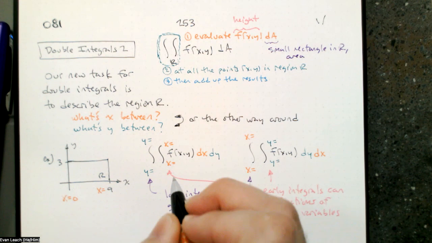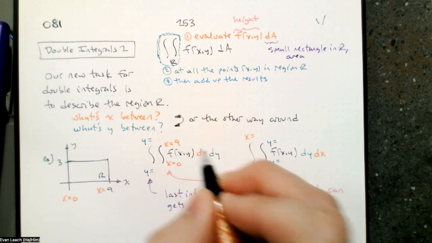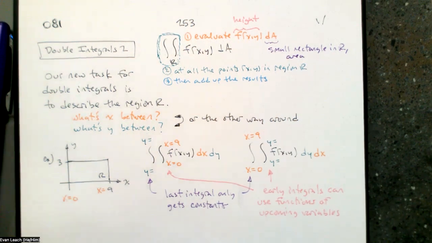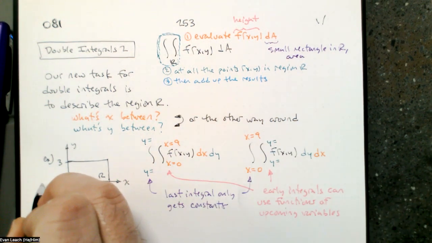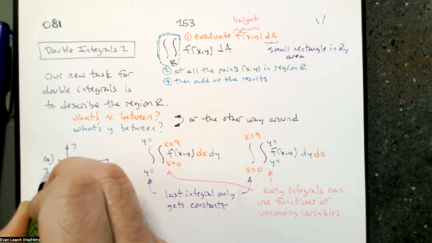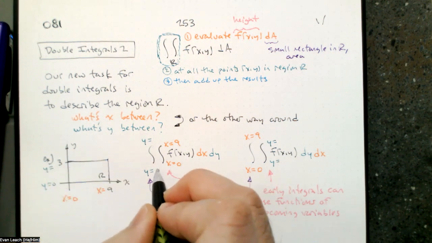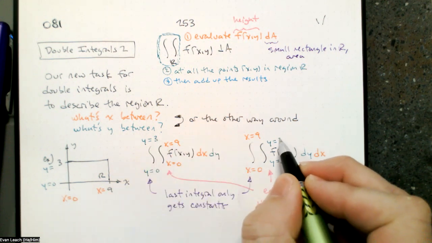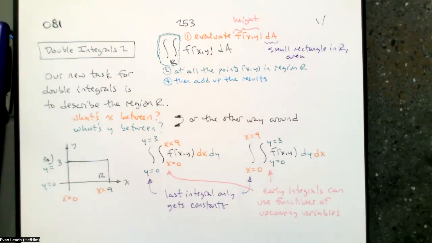X goes from 0 to 9. I can use that inside or outside as not variable. And y goes from 0 to 3. That's also just an interval because we're looking at a rectangle. A rectangle is just two intervals. Life is easy with rectangles.